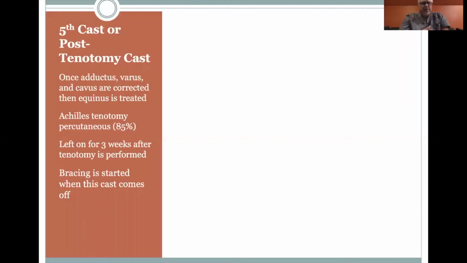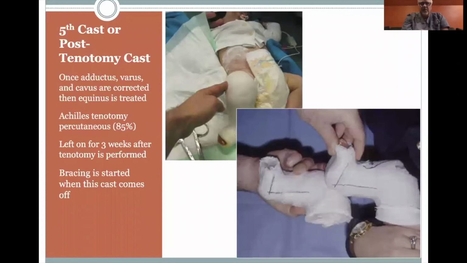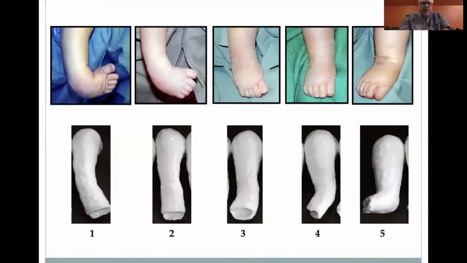So, the fifth cast, or post-tenotomy cast: once the adduction, varus, and cavus are corrected, the equinus is treated. Achilles tenotomy is required about 85% of the time. The cast is left on for 3 weeks after the tenotomy is performed, and bracing is started when the cast comes off. And you can see the difference when you have corrected the equinus. You want that foot in a dorsiflexed position as opposed to a slightly plantar flexed or neutral position. So there's a breakdown of the different casts in the foot.